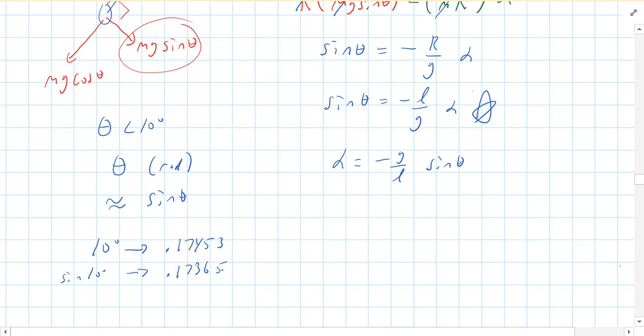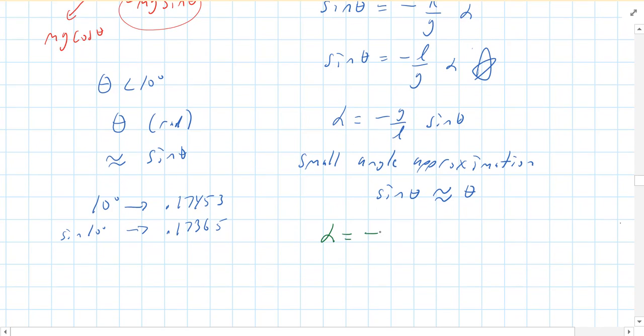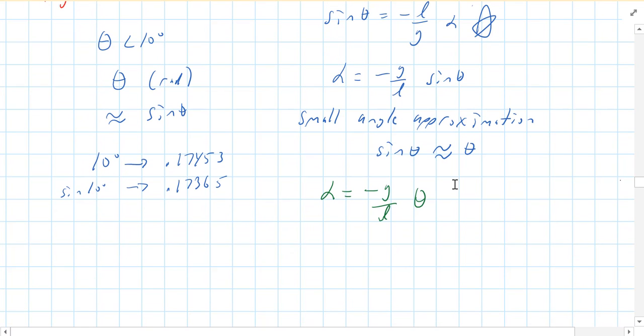You will notice that those two numbers, while not completely identical, are awfully darn close. So we call this the small angle approximation. And we say that for small angles, 10 degrees or less, sine of the angle is roughly equal to the angle in radians. So I am going to substitute sine of theta. I'm going to put in theta instead. So alpha equals negative g over L times theta. Now this is a rough approximation, okay? But it works really, really well. And you can try it out for a pendulum.